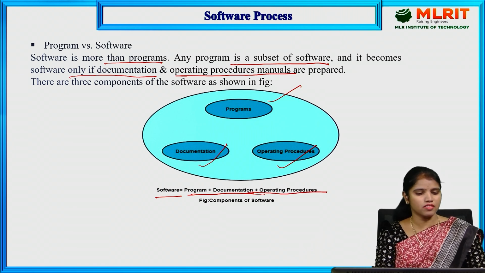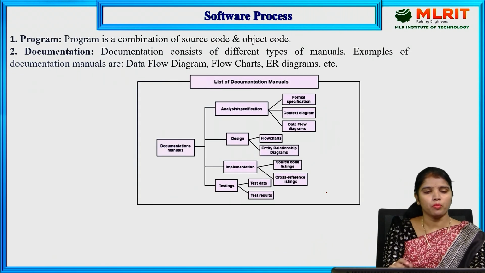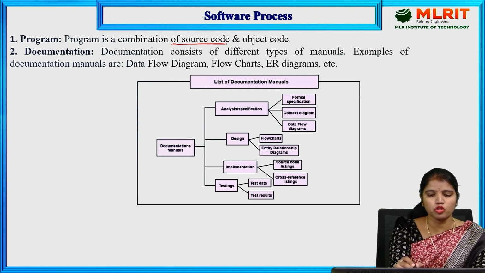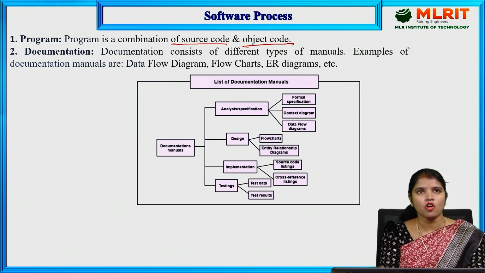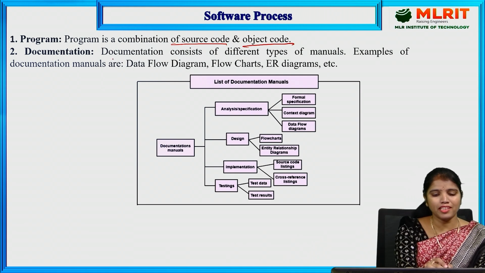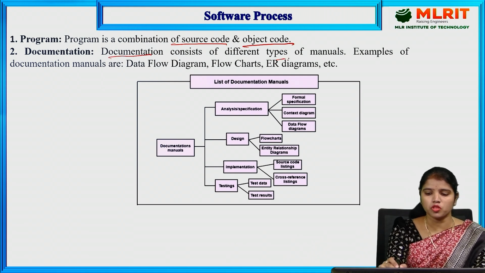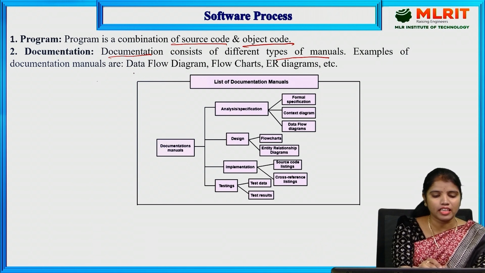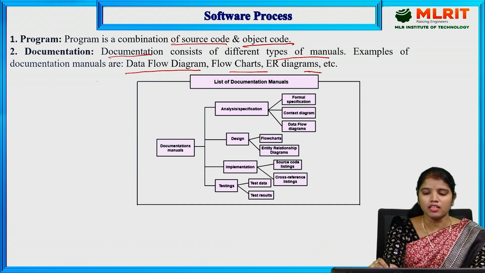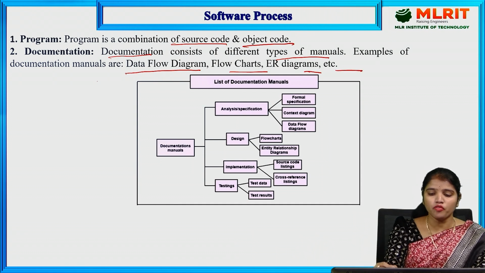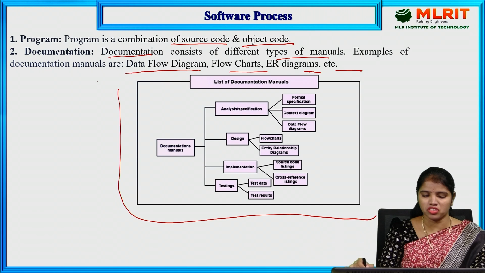Now let us discuss what is a program. A program is a combination of source code as well as object code. Next, coming to documentation. Documentation consists of different types of manuals. Examples of documentation manuals are data flow diagrams, flow charts, ER diagrams, etc. This is the list of documentation manuals, as you can observe in this architecture.